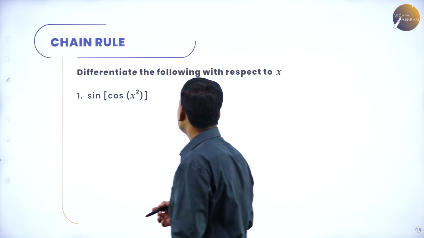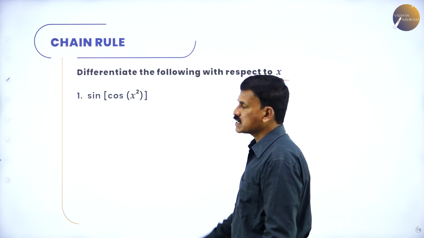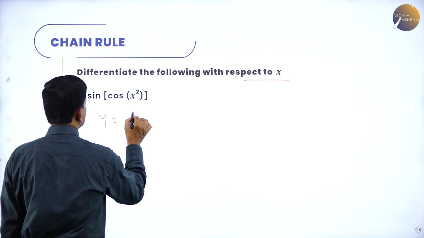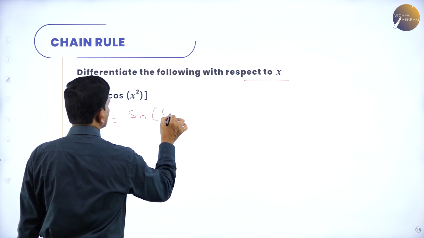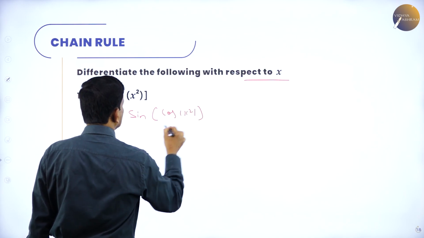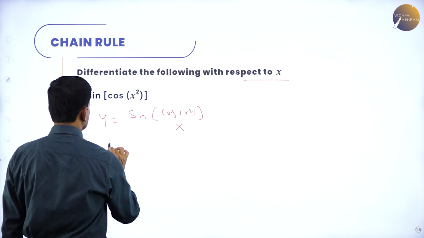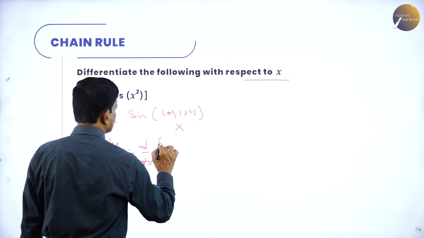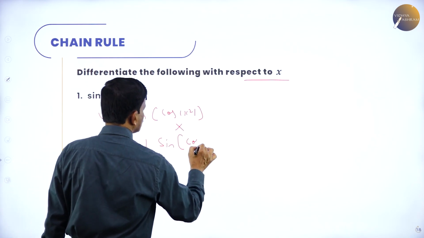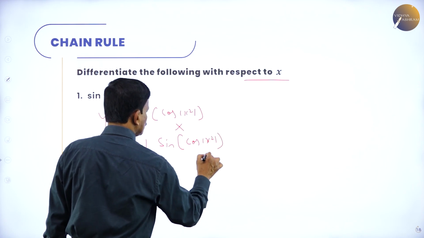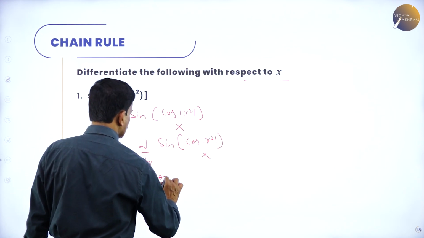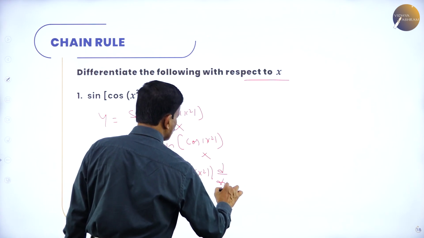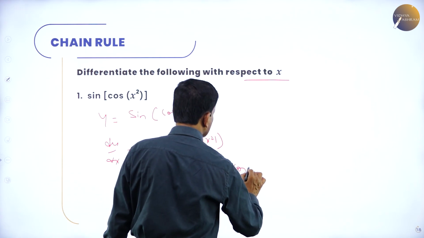Differentiate the following with respect to x: sin of cos x square. Now, this is also the same. Let us consider y is equal to sin of cos x square. Let us call the inside function X. dy by dx is equal to d by dx of sin of cos of x square. Now, differentiation of sin X is cos X, so cos of (cos x square) into d by dx of the inside function, which is cos of x square.